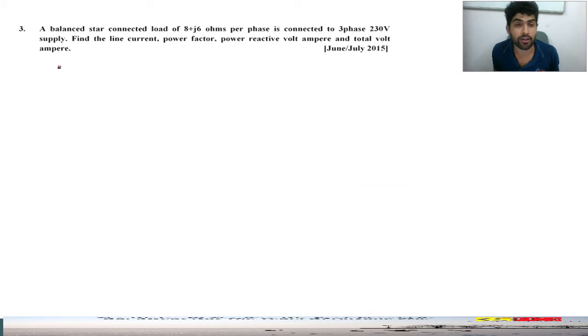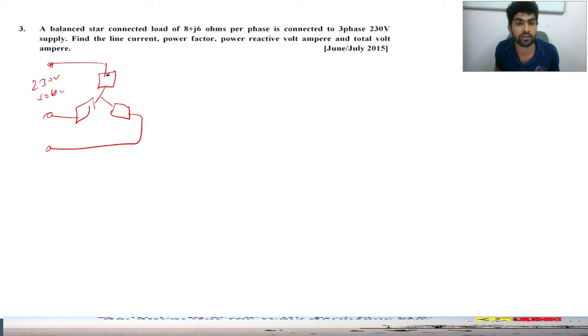Next problem, a balanced star connected load of 8 plus J6 ohm per phase is connected to a 3 phase 230 volts supply. So I'll draw the diagram now. Star connected load, all the impedances are equal because it's balanced, right? The supply voltage is given 230 volts 50 hertz, right? So this impedance is given per phase 8 plus J6, that is R plus JXL.